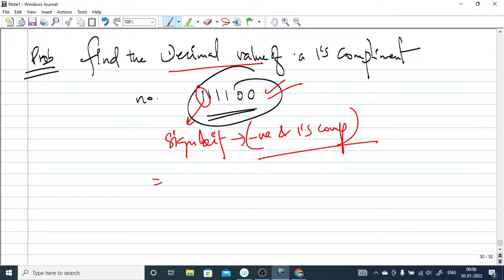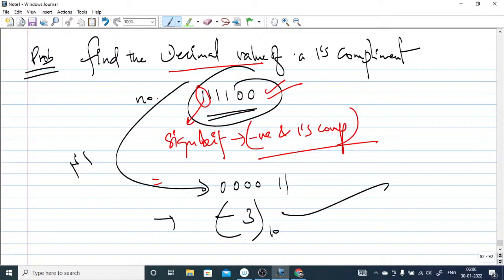So what you have to do here is take the ones complement of this. So 0 0 0 0 1 1, and put a minus sign: minus 3. This is the answer. Directly take the ones complement. Why am I taking ones complement of ones complement? Because if a complement is already given, and you take the complement again, that complement effect gets removed, right? So you have to keep that in mind.